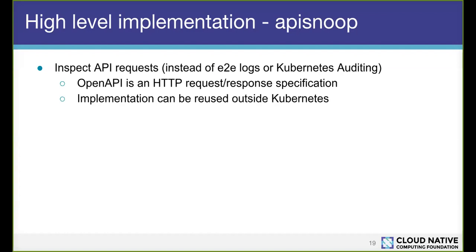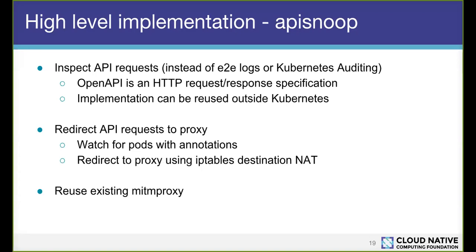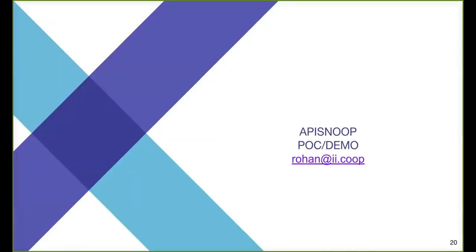The last thing is a high level of API snoop, and an implementation we'll use outside of Kubernetes. A couple of steps for that is redirecting the API request to a proxy. We're going to do that by watching for pods coming up with annotations and then redirecting to the proxy using iptables. Rather than starting from scratch, we're going to use the existing MITM proxy project. And the end result there is just going to be a module that runs as a plugin to do our OpenAPI inspection and aggregation. That's the high level. We also have a demo.